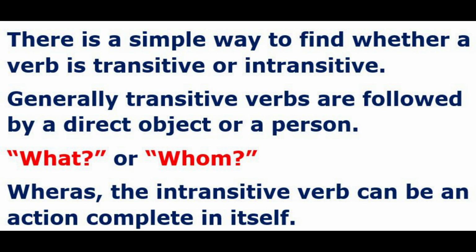There's a very simple way to find whether a verb is transitive or intransitive. Generally, transitive verbs are followed by a direct object or a person: you ask the question what or whom, and then you get the answer. If you do not get an answer for what or whom, it is an intransitive verb, an action complete by itself. So we are going to see them both now.